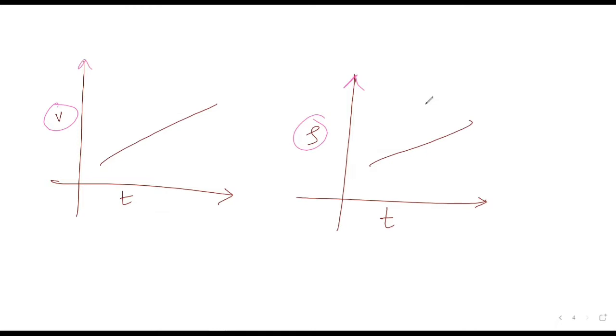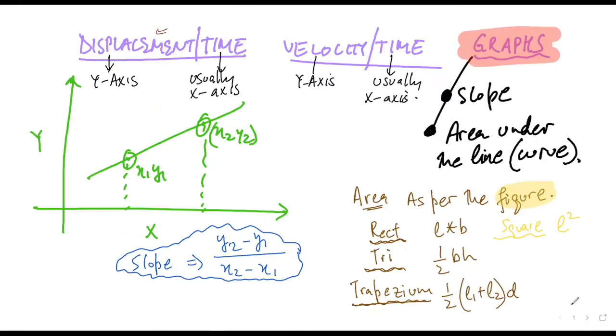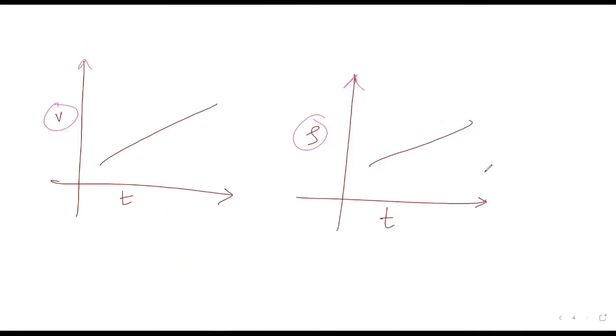On the y-axis there can either be displacement or there can be velocity. So we should be very clear what kind of graph we are dealing with. Are we okay till here? So this is the first thing that you need to understand, that on the y-axis whether we are dealing with displacement or velocity. Are we clear? So the first thing that we need to understand is what kind of graph we are dealing with.